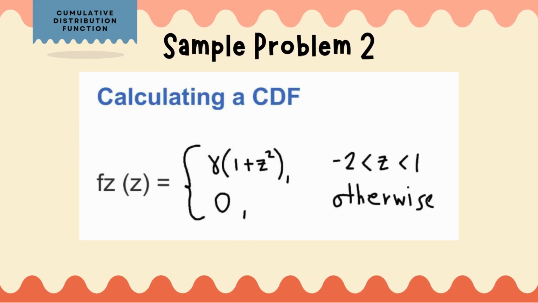Hi, in this problem, we'll get some practice working with PDFs and also using the PDF to calculate the CDF. So the PDF that we're given in this problem is here. So we have a random variable Z, which is a continuous random variable. The first thing we need to do, and the first part of this problem, is figure out what gamma is, because it's not really a fully specified PDF yet. So we need to figure out exactly what the value of gamma is.